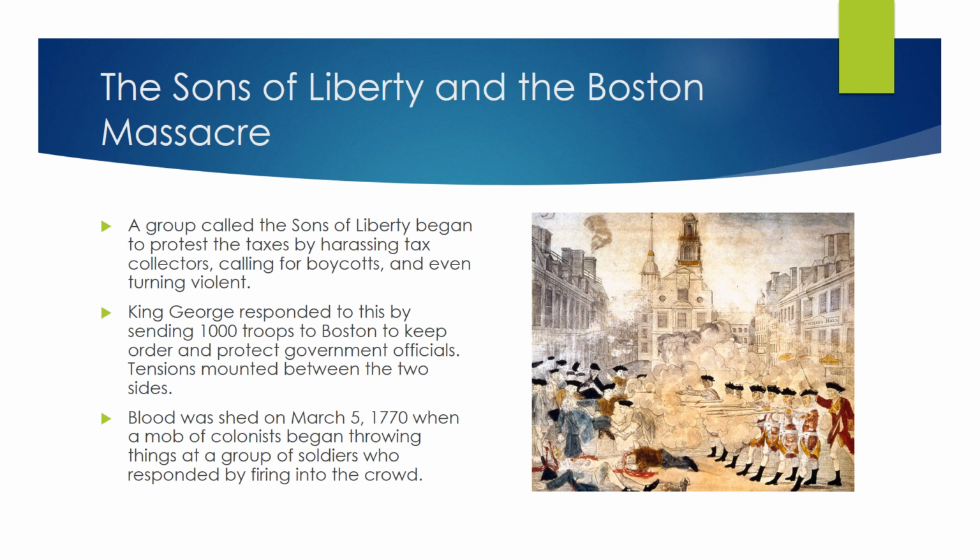And so the king in England, King George III, is going to respond to this violence in Boston by sending 1,000 British troops to keep order and to protect his tax collectors there, to protect his officials in Boston. Tensions between the two groups are going to increase during this period, and it's going to come to a head on March 5th, 1770, when you had violence in the streets of Boston between some of the citizens and the British military, the Redcoats.